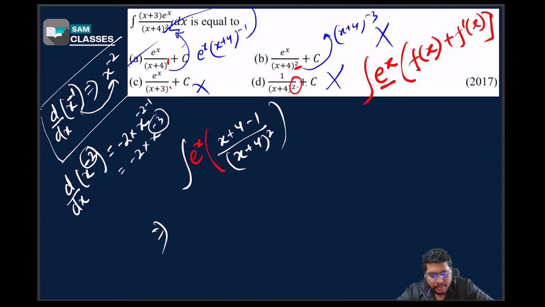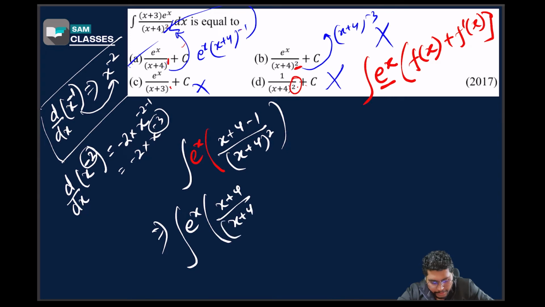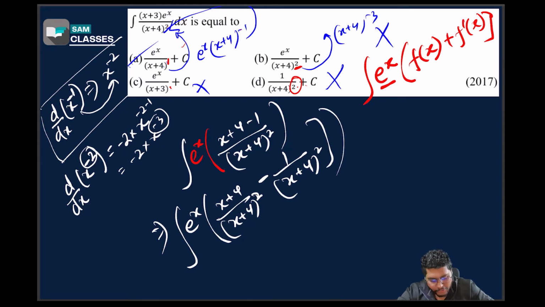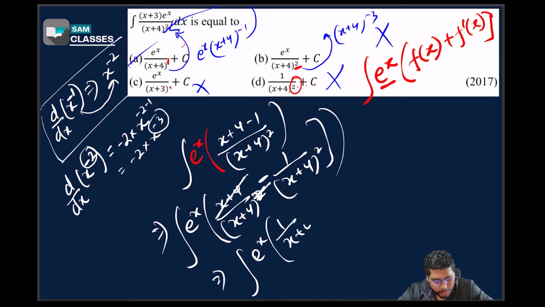Yes, sir, definitely. Correct. So can I write it like this? e power x, (x plus 4) by (x plus 4) whole square, minus 1 by (x plus 4) whole square. Done. Now you see this one and this one, power gone. So what do you get? Integration e power x, 1 by (x plus 4) minus 1 by (x plus 4) whole square.